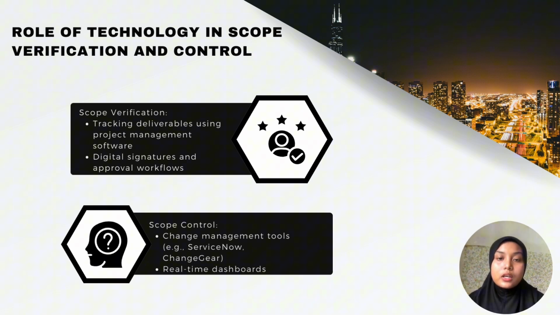So this is the last role of technology, which is in scope verification and control. For scope verification, in project management software, we use tracking deliverables in Microsoft Project. And for digital signatures, we use DocuSign for approval. For scope control, in change management tools, we use ServiceNow for managing scope changes. And for real-time dashboards, we use Power BI for visualizing scope status.